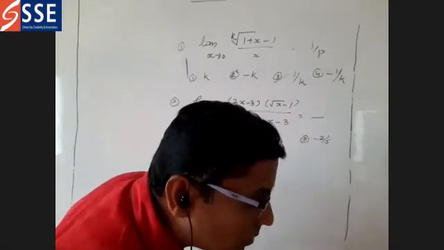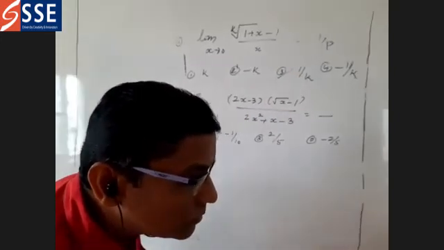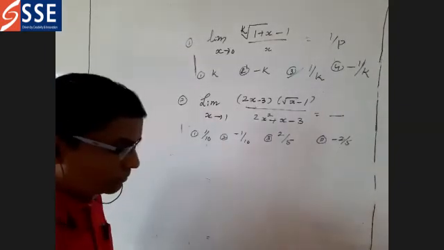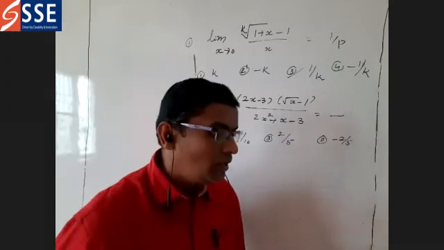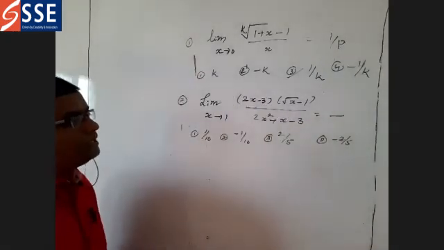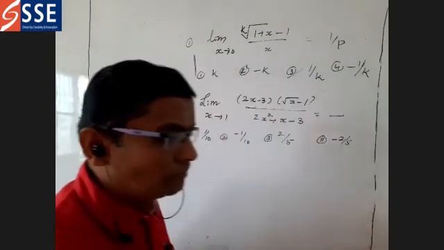Board is not proper, sir, please. B, very good. B is the answer, ma. Minus 1 by 10 is the answer. Okay.